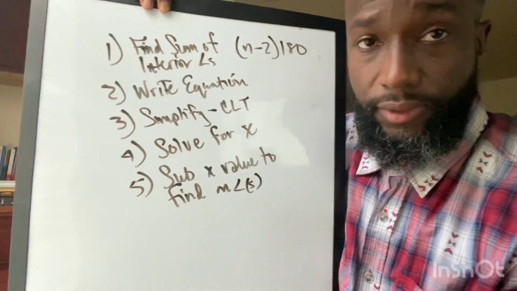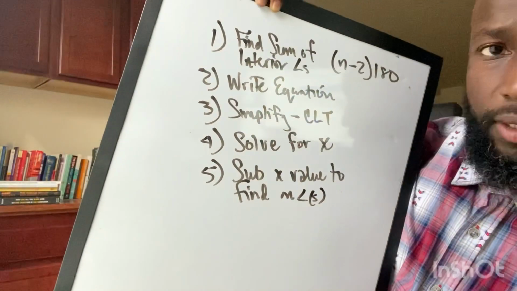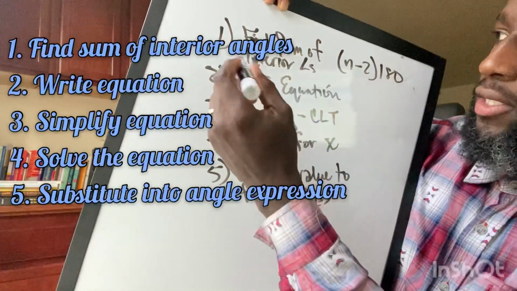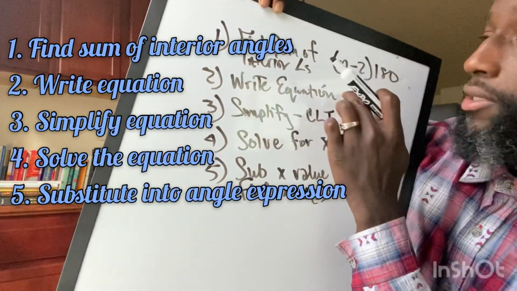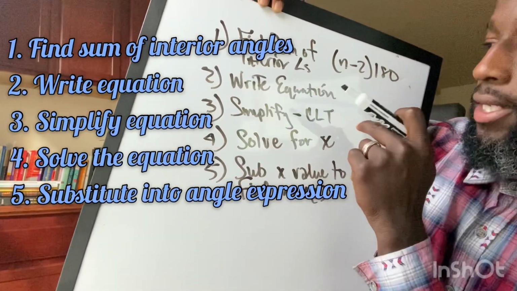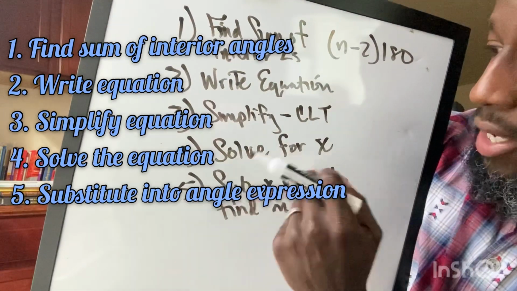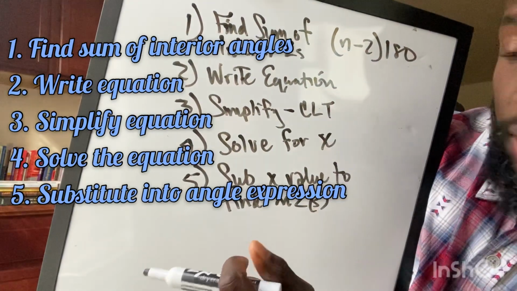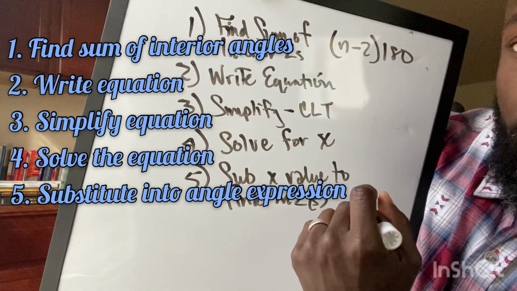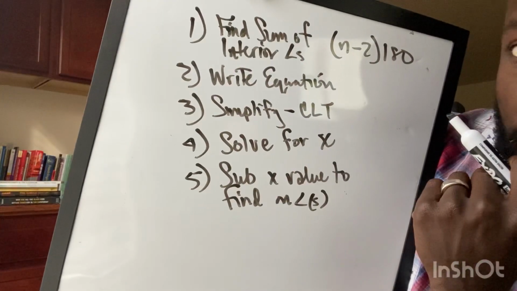It's crooked because I'm not very neat. But the first thing you want to do is find the sum of the interior angles. Then you write out the equation. Simplify by combining like terms. Solve for x, then substitute x in for the measure of those angles to find the measure of the angles. All right, cool. That was fun.